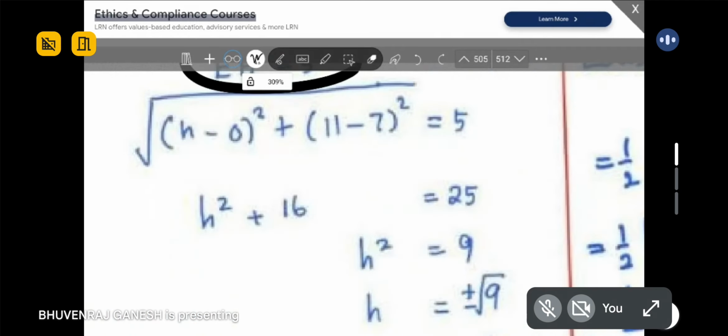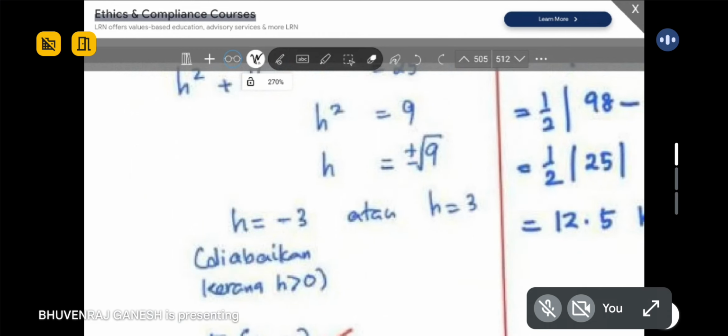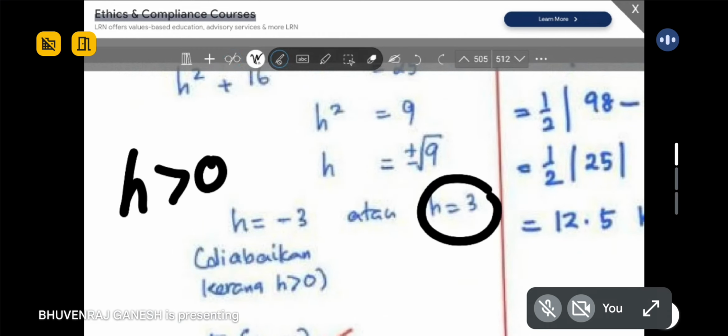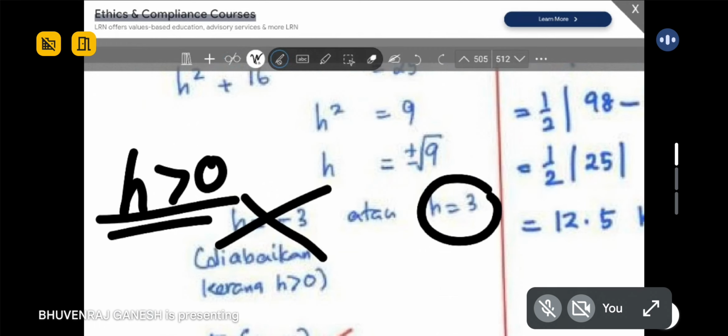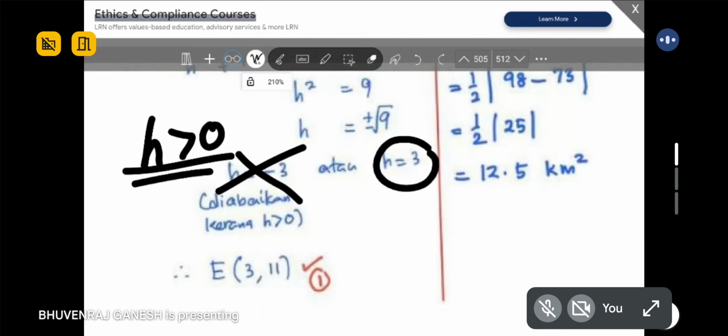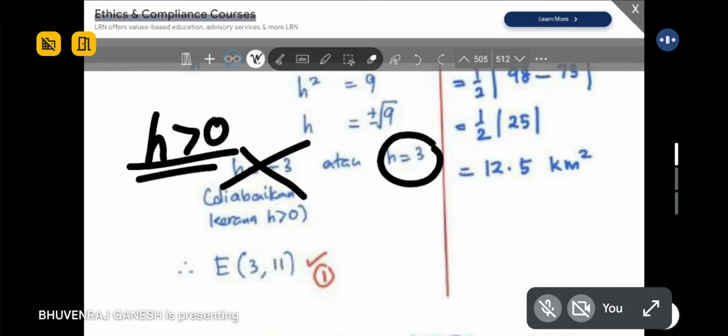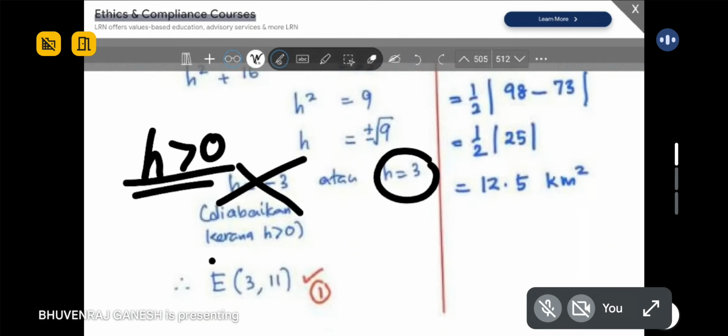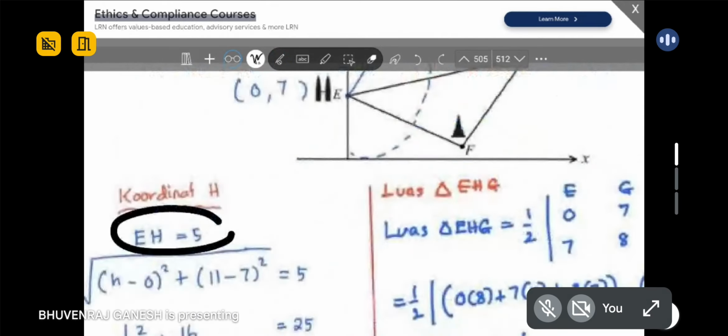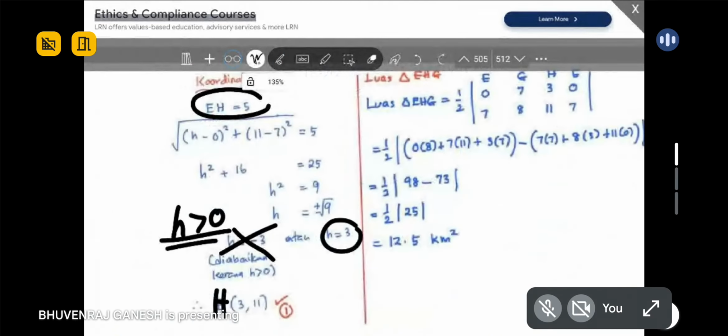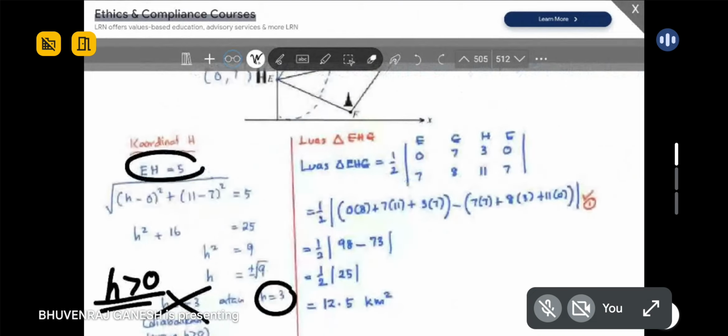So you can solve the equation. You will get H equal to positive 3. Remember the question says it must be greater than 0, lebih besar. So this one is automatically wrong. You need to choose positive. Okay, so this is your coordinate. This one should be for H, not E. Wait. Yeah, it should be for H. Okay, so this is the first mark.